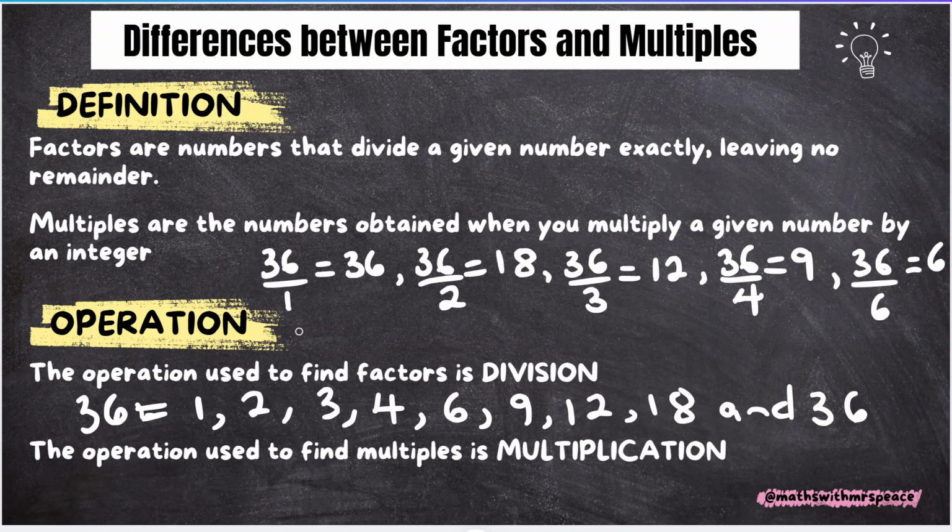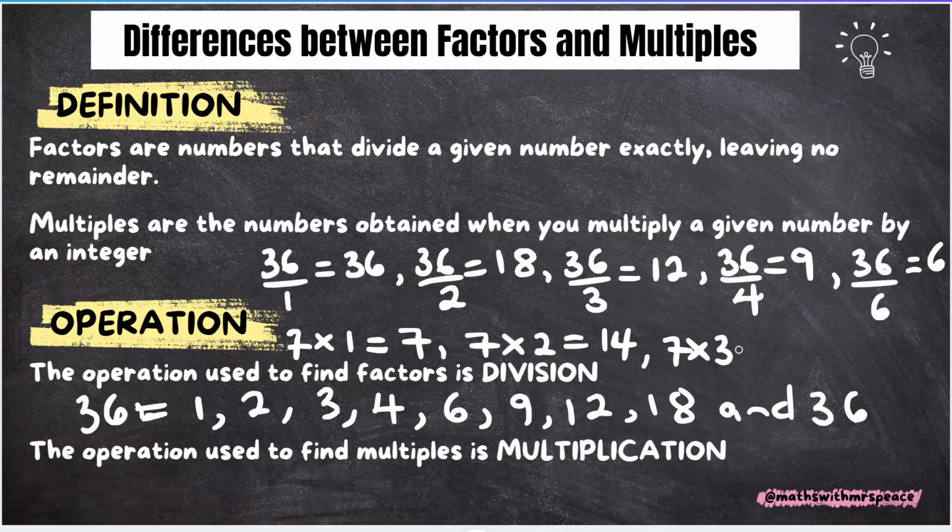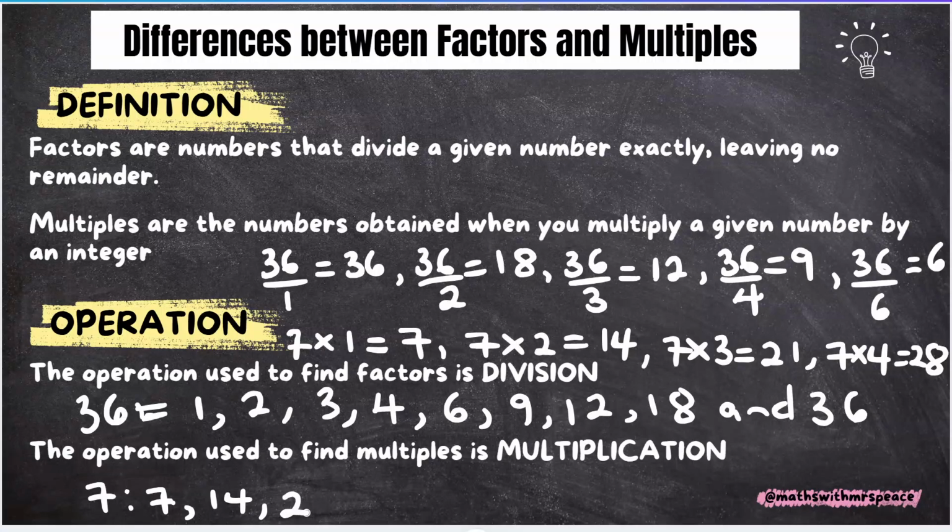So we'd have to say 7 times 1 equals 7. 7 times 2 equals 14. 7 times 3 equals 21. 7 times 4 equals 28. I'm just going to stop there. So we know that multiples of 7 will have 7, 14, 21, 28, and you can continue.